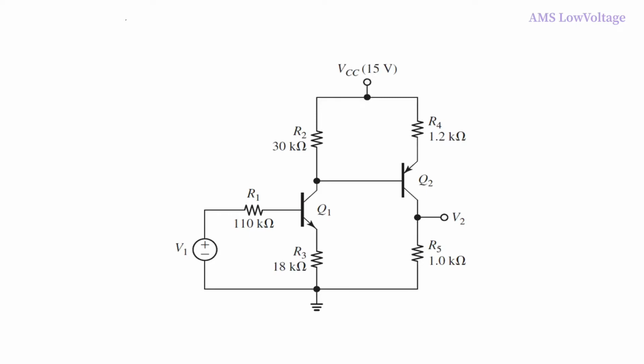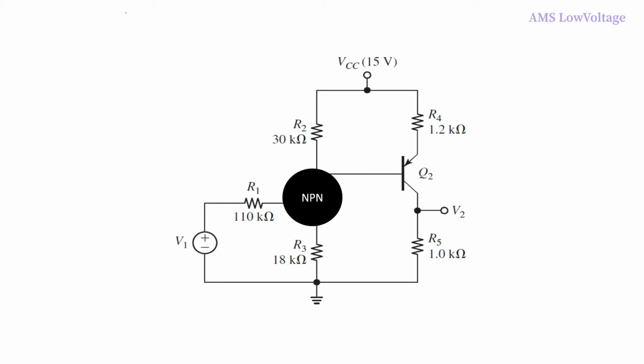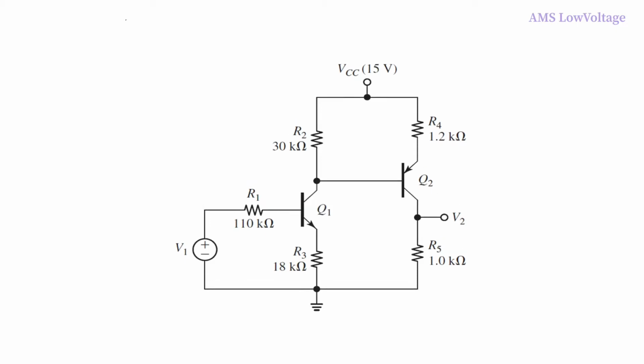Solution. In this circuit diagram, you can see this transistor is a PNP transistor, and this terminal is the emitter, this is the base, and that one is the collector. And the other transistor is an NPN transistor, and this terminal is the collector, this one is the base, and this one is the emitter.